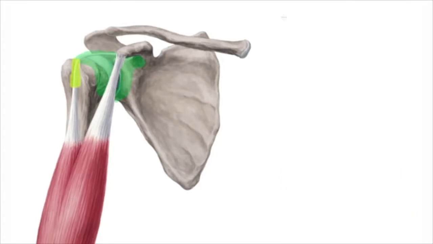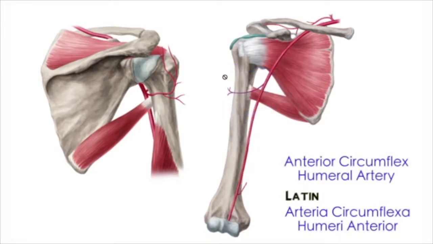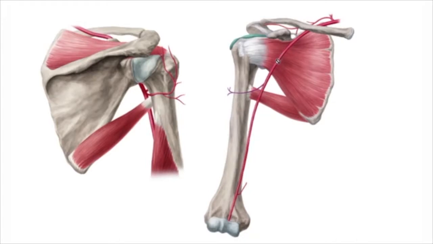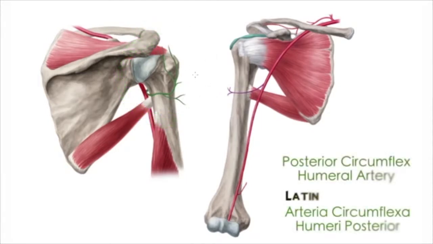Now it is time for us to talk about the blood supply of the shoulder joint. There are a few vessels that we need to discuss. The first one is on the anterior side, and it's highlighted in blue here. This small artery here is known as the anterior circumflex humeral artery, and it originates from the axillary artery right here. And the other one that is also supplying the shoulder joint is on the posterior side, and this is the posterior circumflex humeral artery, highlighted in green.